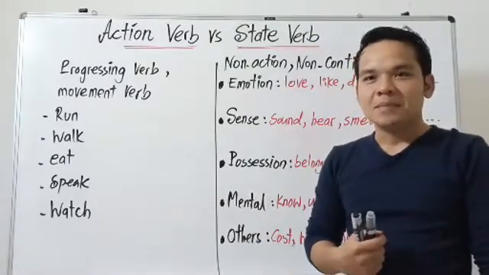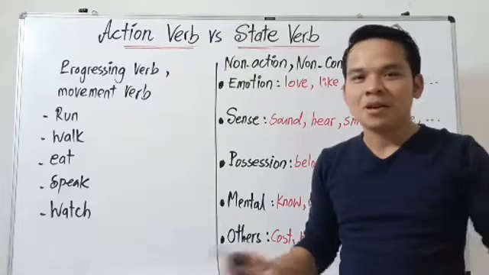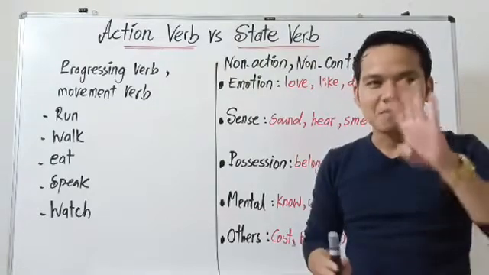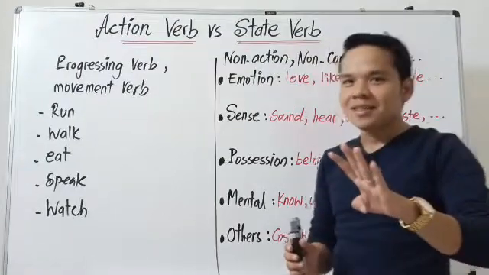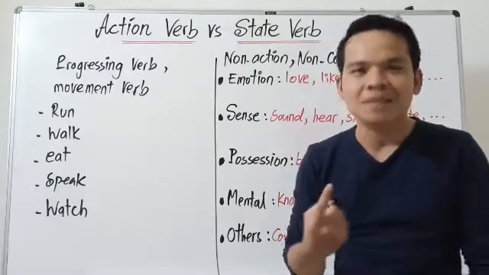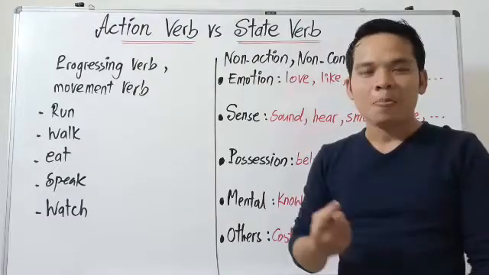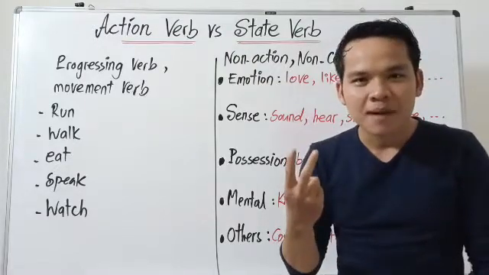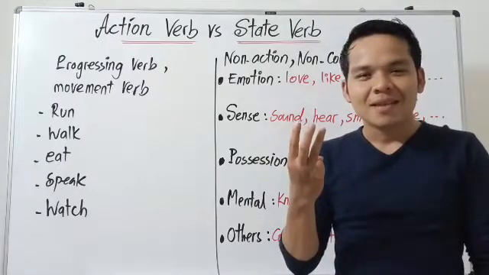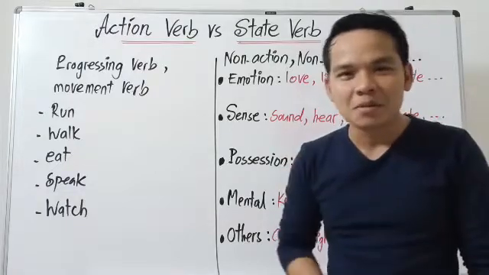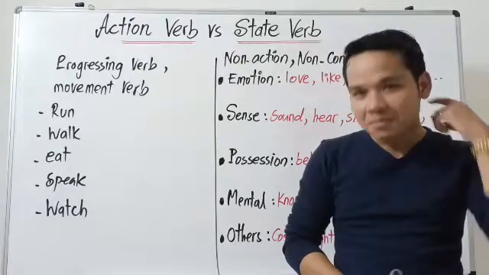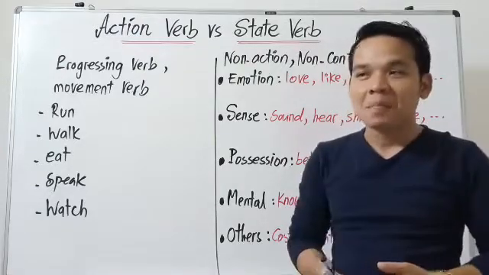Yes, I remember, before last week, I talked about types of verbs, and there are four. The first one, action verb and state verb. The second, main verb and helping verb. The third, regular verb and irregular verb. And the fourth one, transitive verb and intransitive verb. So I hope you still remember some of that lesson.